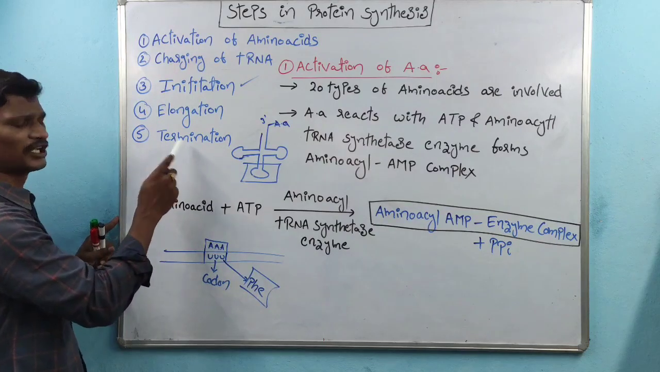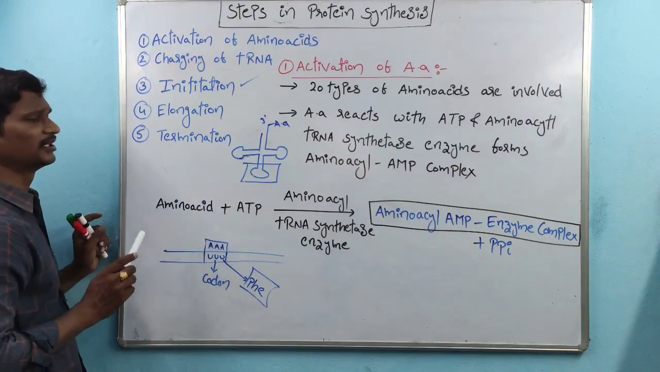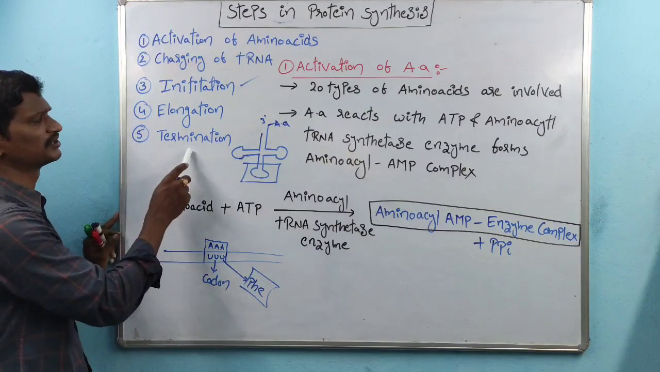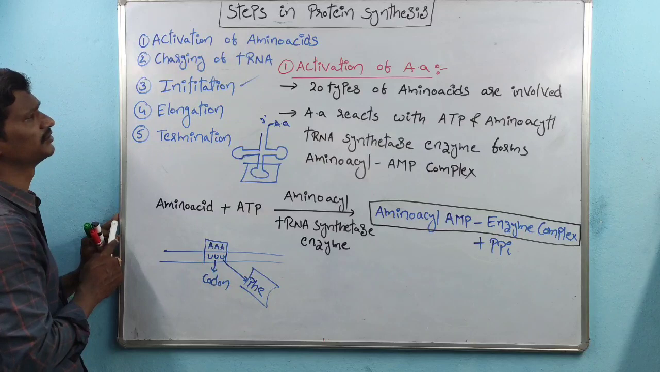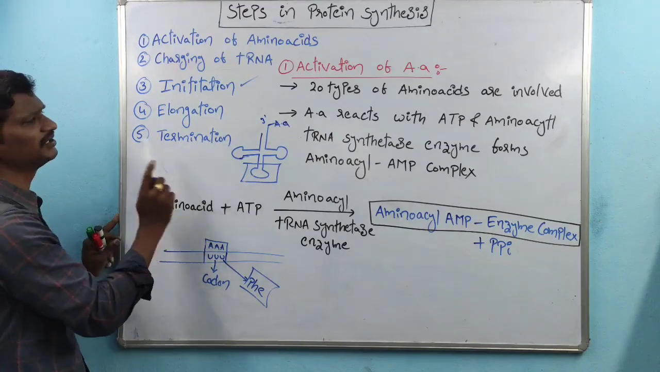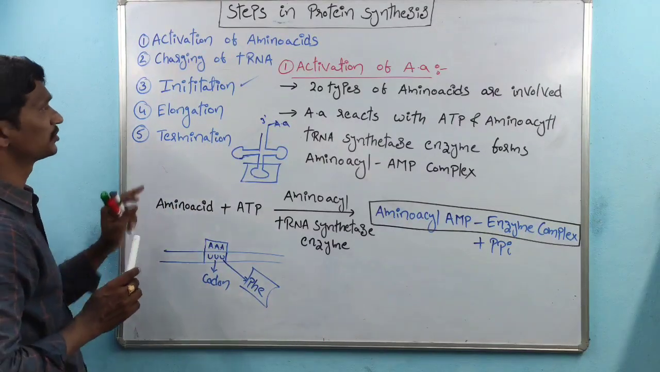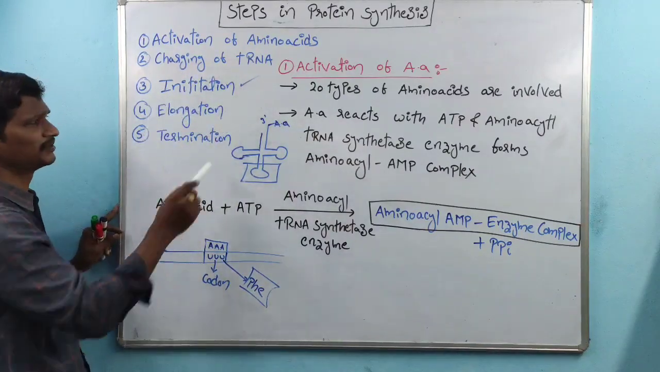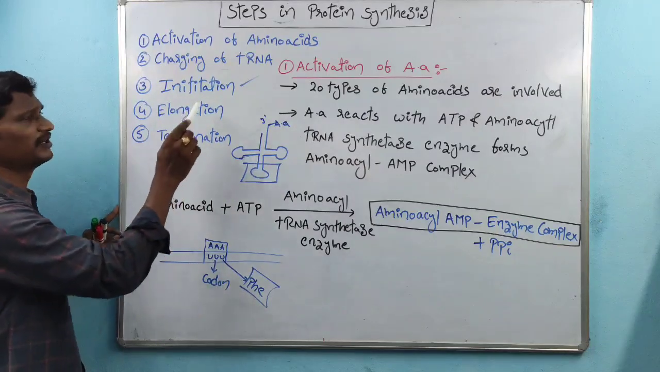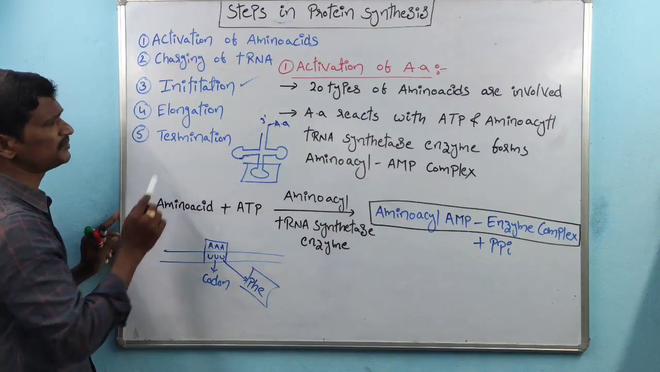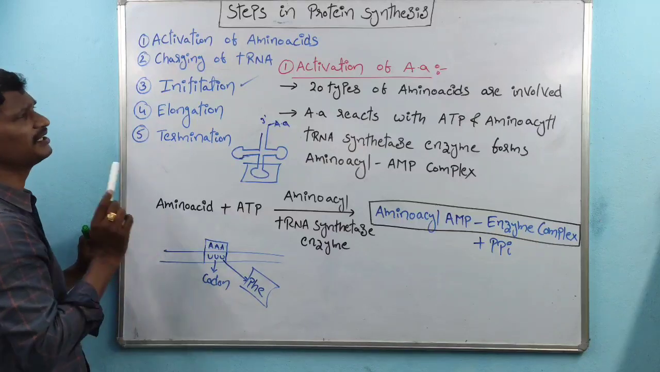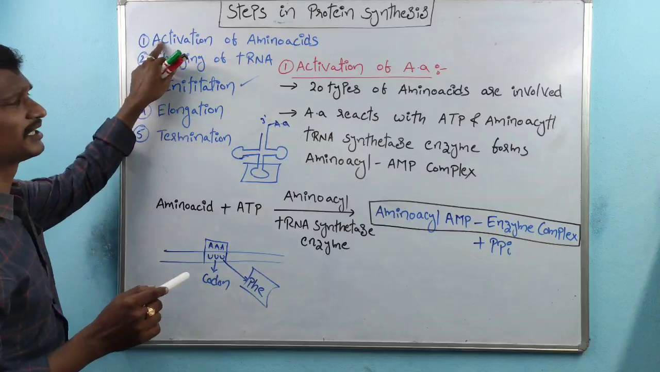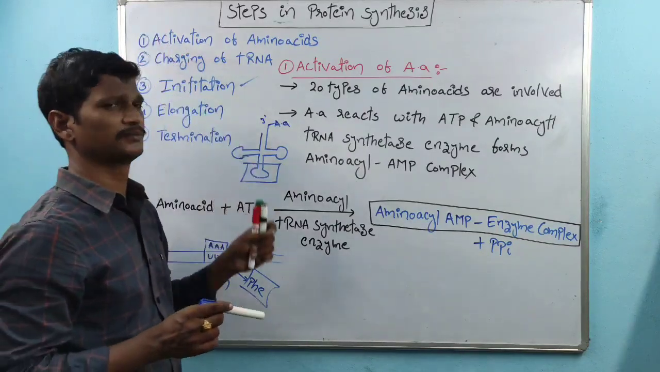And the next one is the last one: stop. The protein synthesis stopping process is called termination. So there are initiation, elongation and termination. These 3 steps, totally 5 steps are there. These 3 steps are common steps for DNA replication, transcription and translation. But here there are 2 more extra steps for the translation process, right?